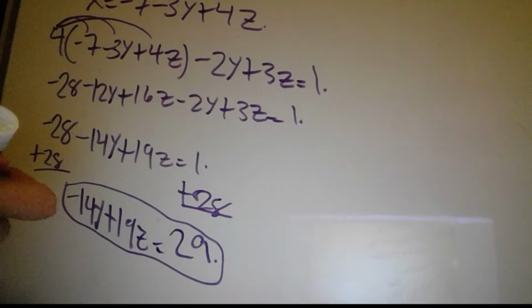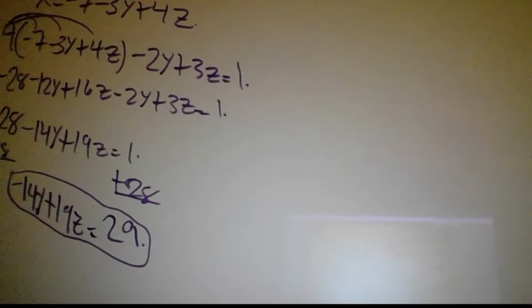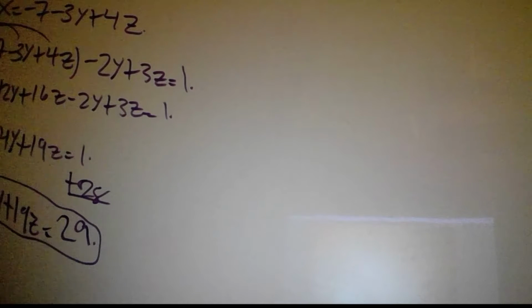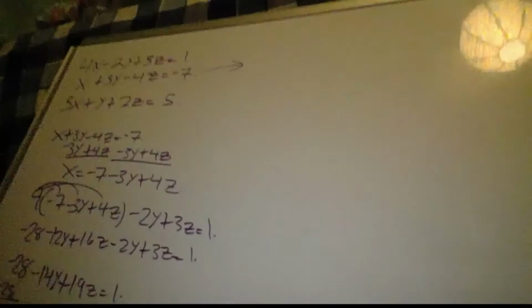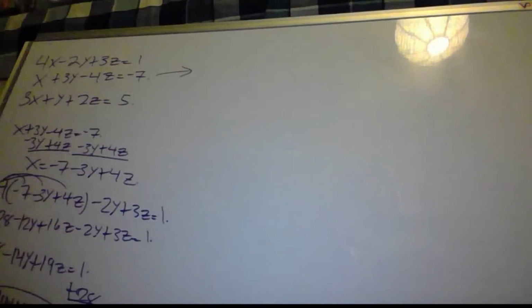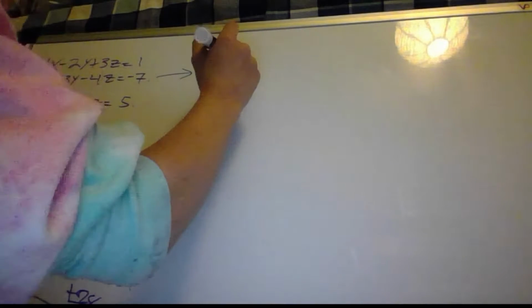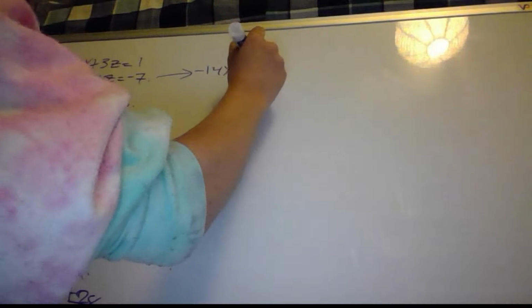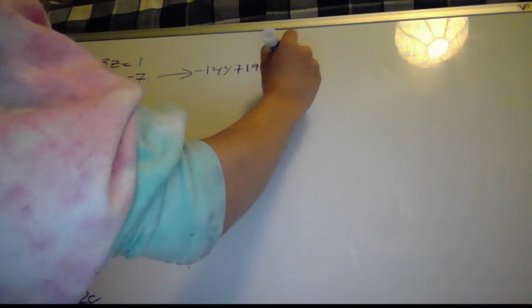And then we're gonna go ahead and, so hold on, let this be new equation 2. We're going to change new equation 2 as that equation. So we have negative 14y plus 19z equals 29, right?